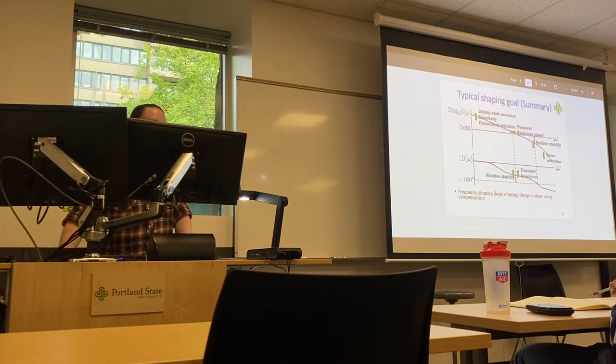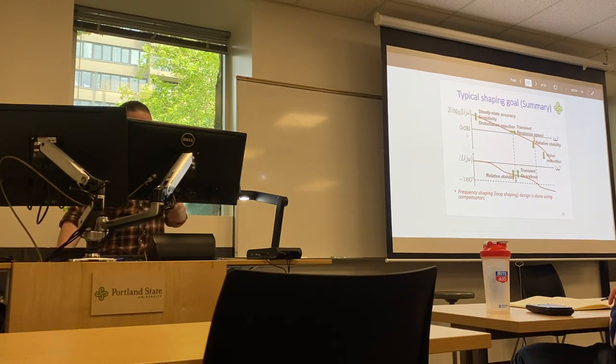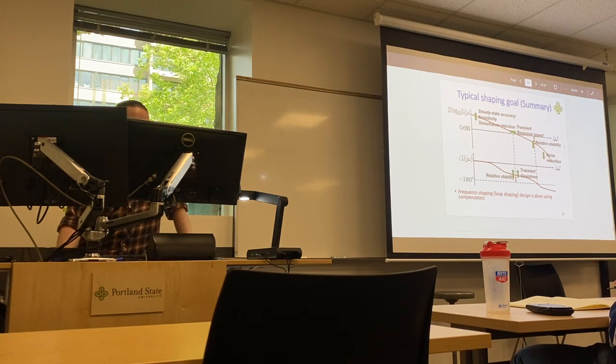If we're looking to increase the steady state accuracy, sensitivity, and disturbance rejection, we want to bump up our low frequency gain, shown here. If we wanted faster transient response speed, we would move our crossover frequency to a higher value. We want relative stability. If we're looking specifically here at relative stability for the gain margin, we would have a larger gain margin. And if we want to have noise reduction, we would want our high frequency response to be lower.